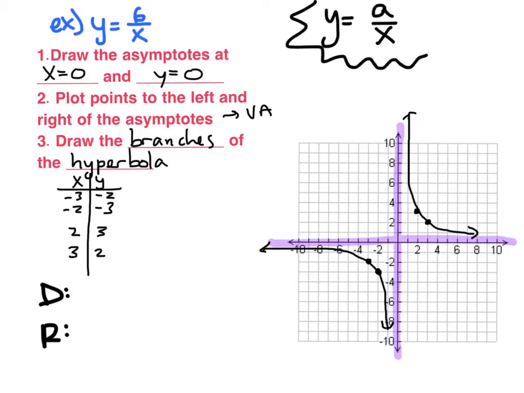Okay, last thing that we need to write down is the domain and range. What interrupts the domain? Which asymptote, the vertical or the horizontal? The vertical. So my vertical asymptote was at x equals 0. So the domain is all real numbers except 0. And the range is the same thing, all real numbers except 0.